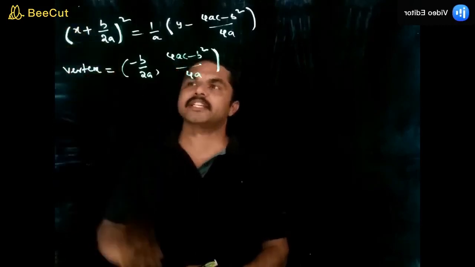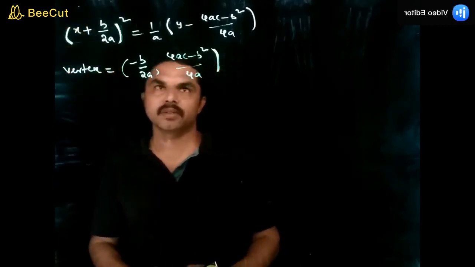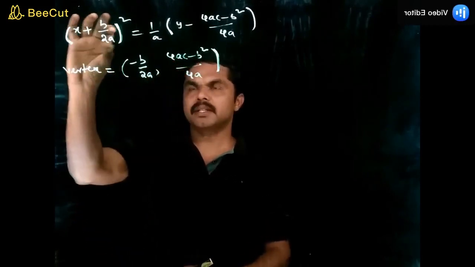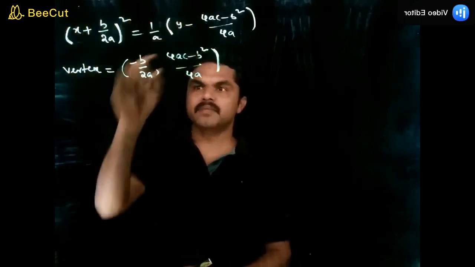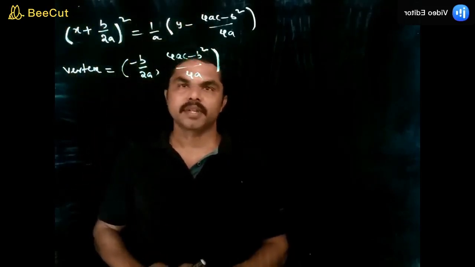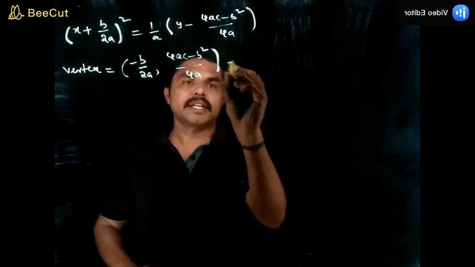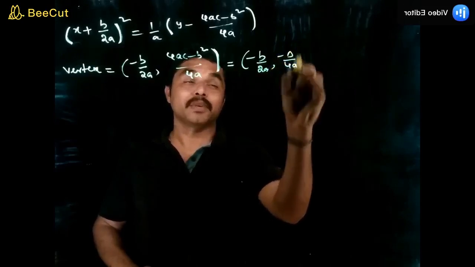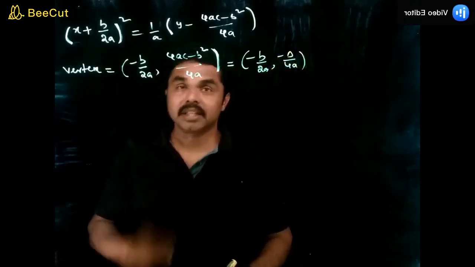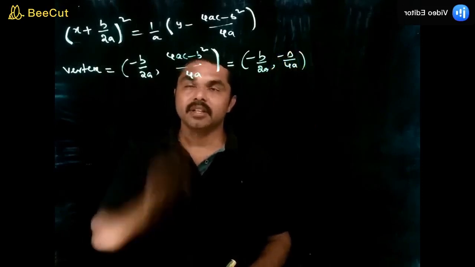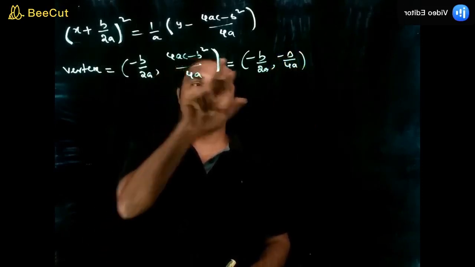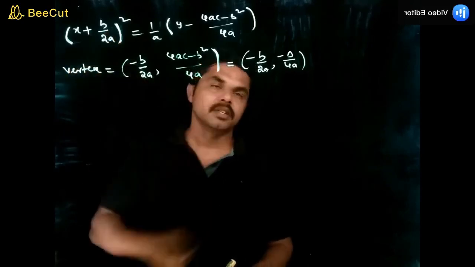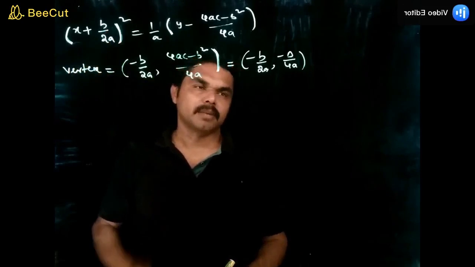Its equation is x plus b by 2a whole square equal to 1 by a into y minus 4ac minus b square by 4a. So its vertex is h comma k. By comparison, you can say minus b by 2a comma 4ac minus b square by 4a. We can write this as minus b by 2a comma minus delta by 4a, because we already discussed that the delta value is b square minus 4ac. So here we have 4ac minus b square. By taking minus common, we get delta. So the vertex of this parabola is minus b by 2a comma minus delta by 4a.